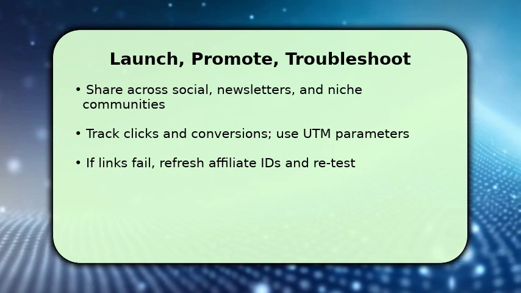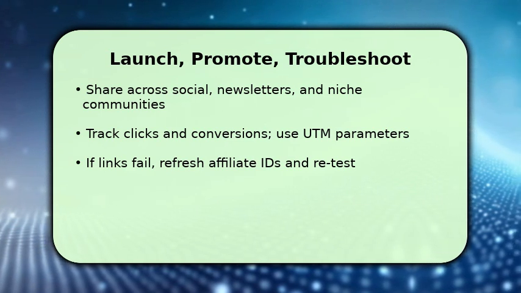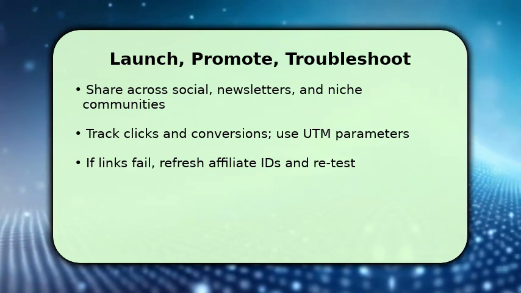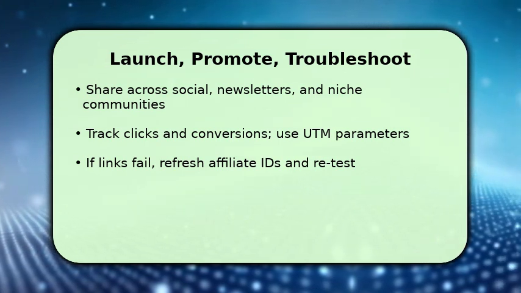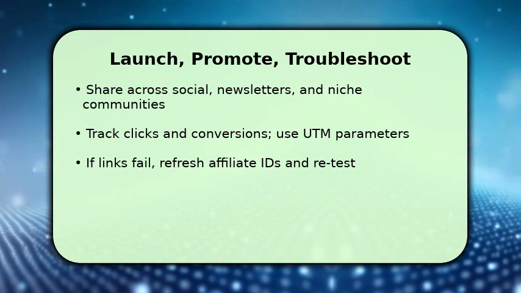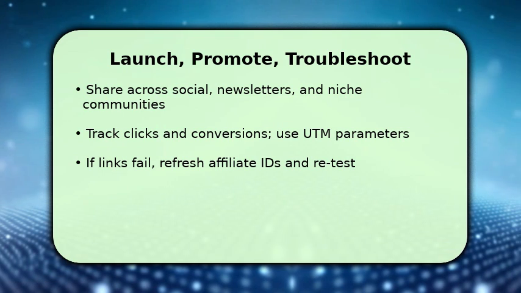If performance lags, iterate. Swap underperforming products, rewrite descriptions, or A/B test thumbnail images. If an affiliate link breaks or doesn't track, immediately replace it with a fresh affiliate URL, clear caches, and retest in an incognito window. This fix solves most tracking failures.